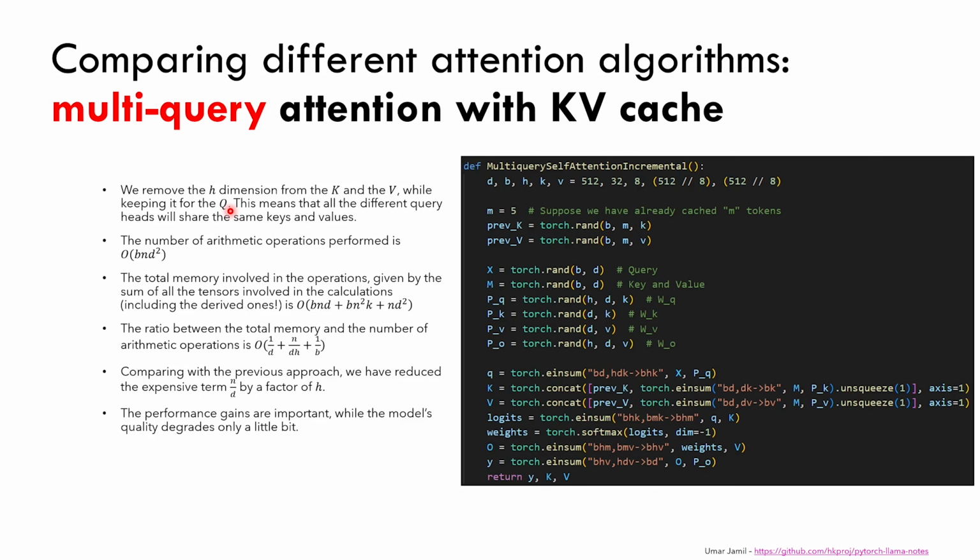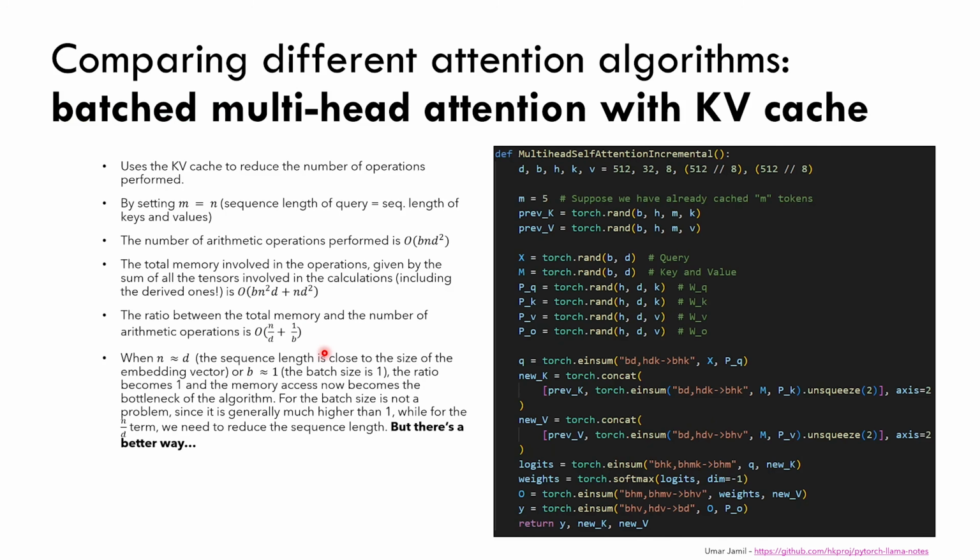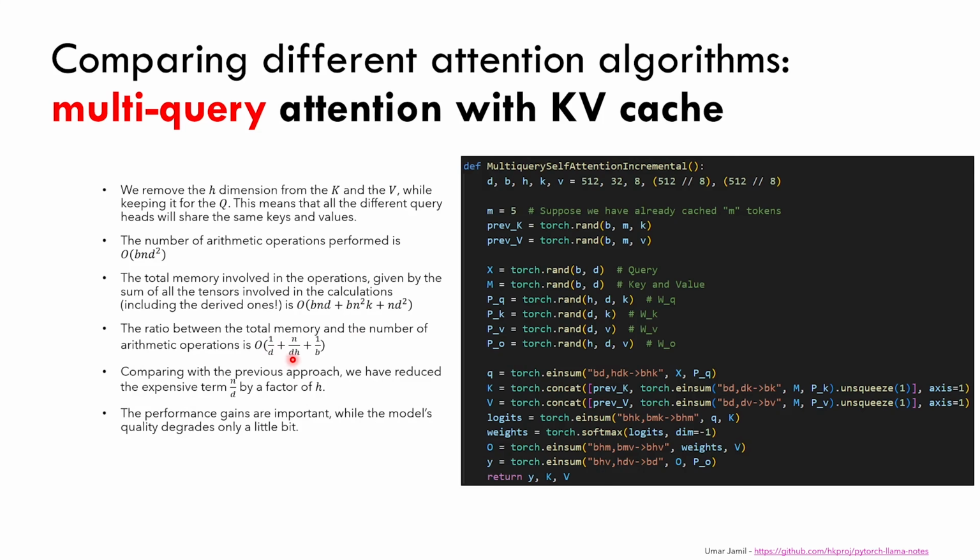And if we use this algorithm, the ratio becomes this: 1 over d plus n divided by d h plus 1 over b. We compare it to the previous one, in which it was n divided by d. Now it's n divided by d h. So we reduced the ratio n divided by d by a factor of h, because we removed the h number of heads for the k and v.